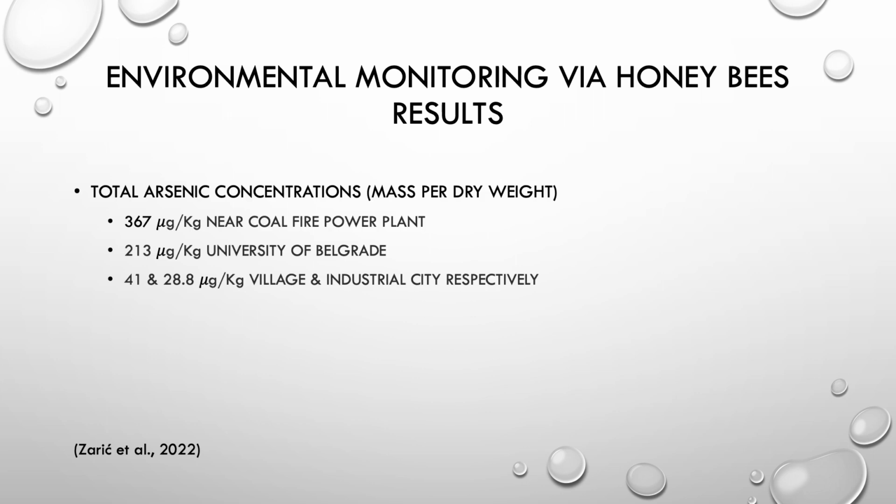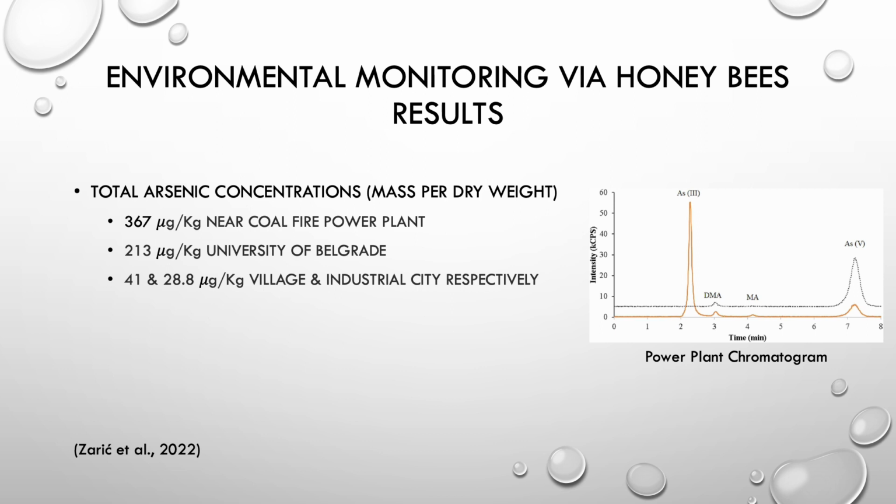The total arsenic concentrations, these numbers are mass per dry weight, were highest, significantly higher near the coal-fired power plant, and this may be due to the fact that coal can contain arsenic, and as it's burning, it settles down in the area, at 367 micrograms per kilogram. And then second at the University of Belgrade, and then finally significantly lower concentrations of total arsenic were found in the village and industrial city.